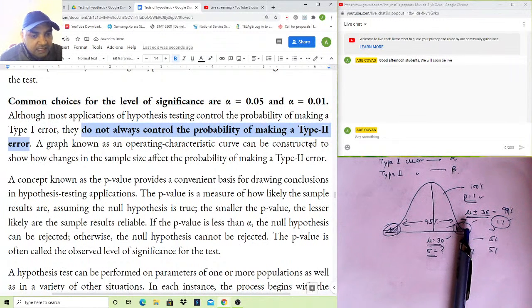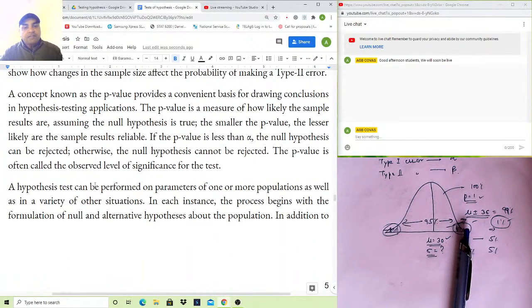So a graph known as an operating characteristic graph can be constructed to show how the changes in the sample size affect the probability. This is beyond our syllabus. So, however, we can also calculate this, how much, once we have defined the alpha, we conduct the test, then we can find out that how much beta we will be committing, right? So, a concept known as p-value provides a convenient basis for drawing conclusion in hypothesis testing. Okay, p-value is nothing but the probability of committing type 1 error.